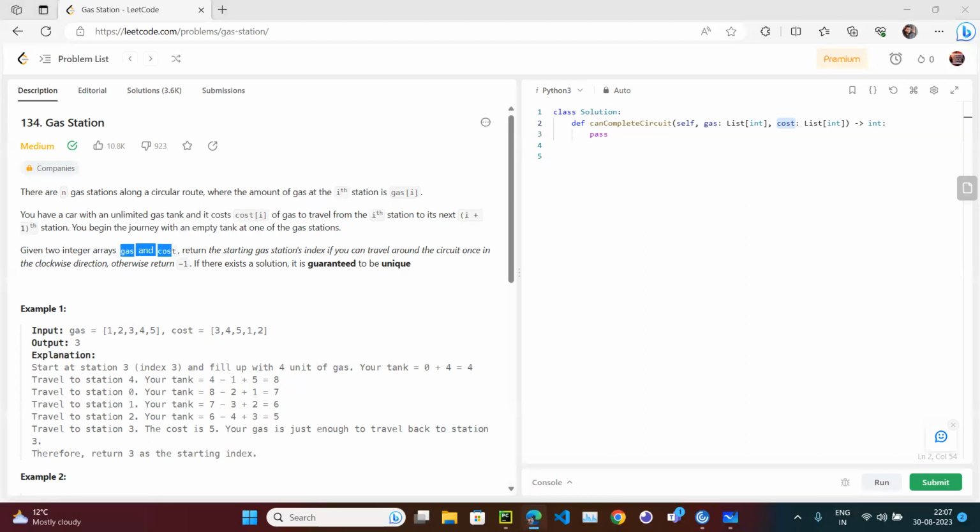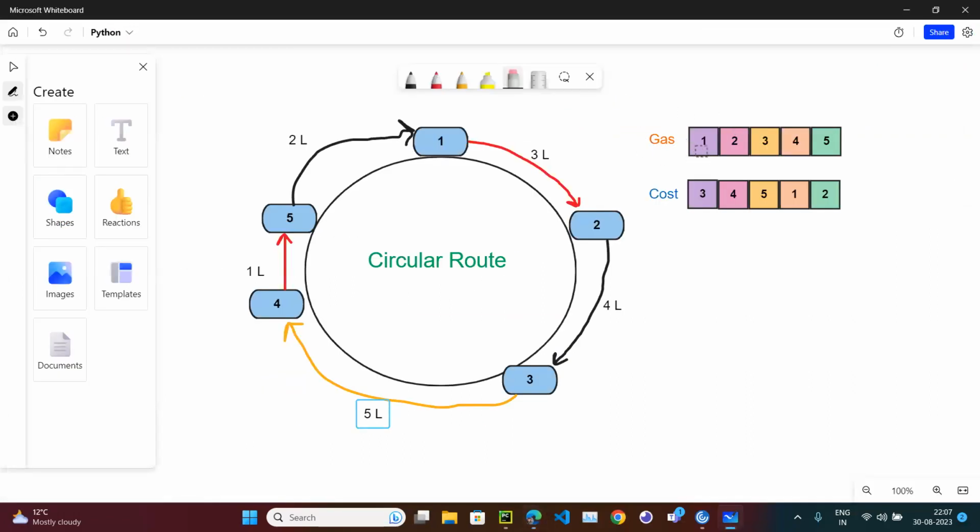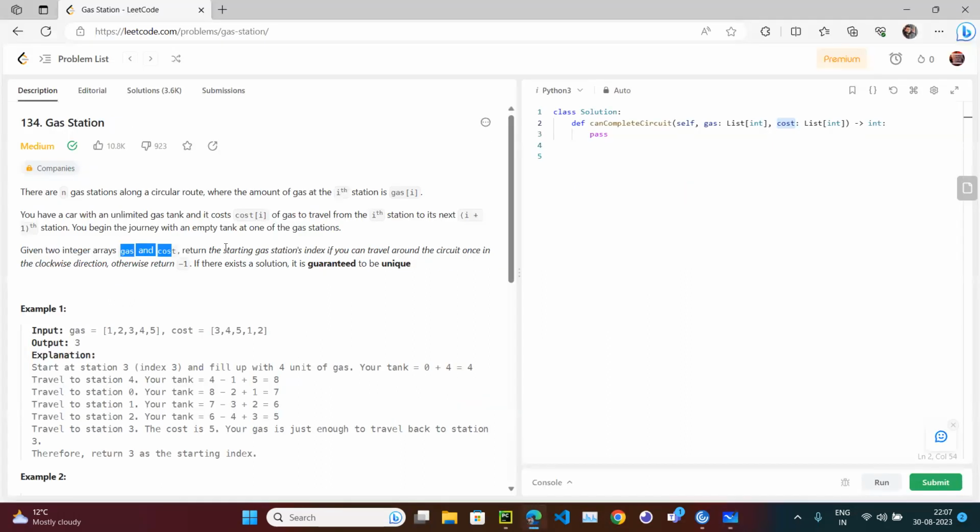Given two integer arrays, gas and cost. So what is this gas array? The gas array is how much gas the stations have, and the cost array means if we have to move from the first station to the second station, how many liters of gas I need to spend. Maybe because this station is very far. So how much gas is to be consumed? It's 3 liters. Okay, so return the starting gas index.